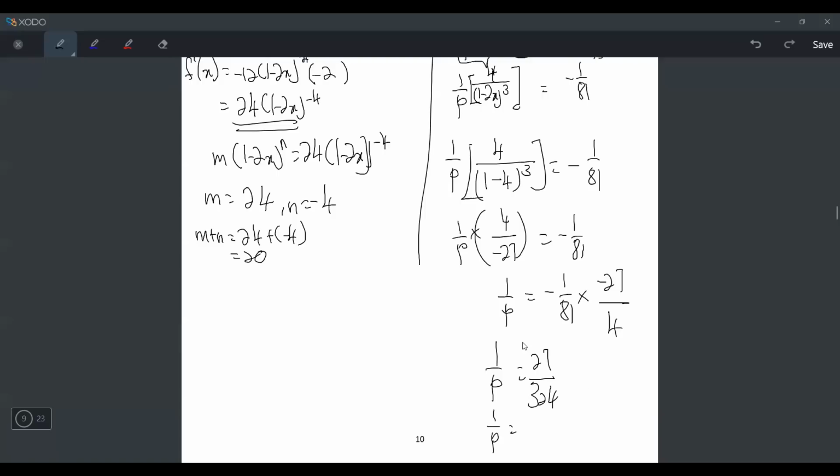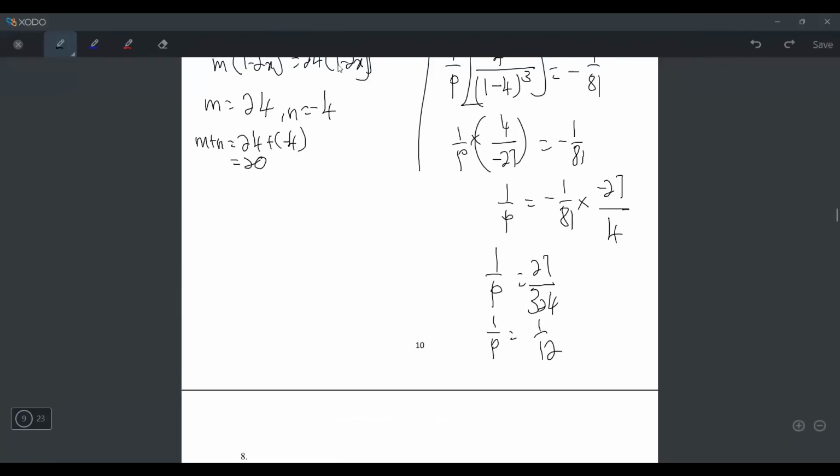What is 27 divided 324? Let's press. Okay, I end up with, wait, 27 divided 324. Okay, I got 1 over 12, right? 1 over 12, but I want p, right? So you should cross multiply. P times 1 is P, 12 times 1 is 12. So the P is 12, right? So the answer is P equals 12, okay?